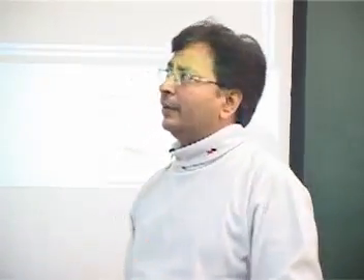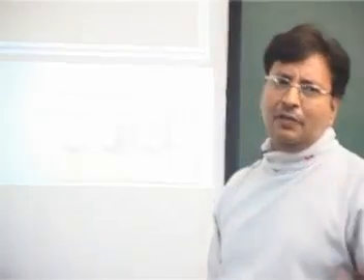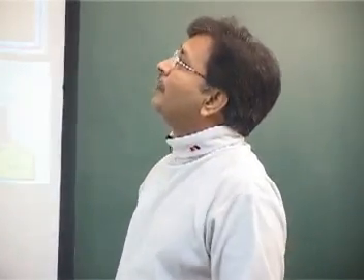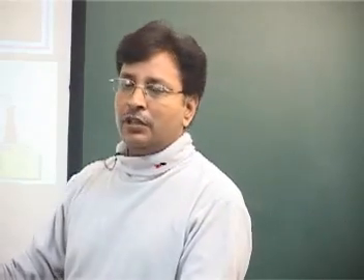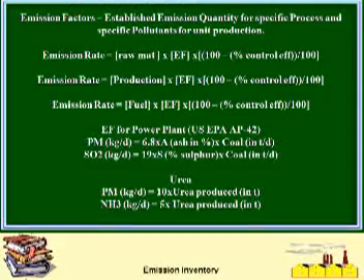What the people have done, and this has been going on for the last 30, 40, 50 years, is people have developed certain factors. If you are using so much of coal, multiply it by a factor, and you will come to know so much of the particulate matter that will be emitted. Some kind of factors have been established, not a very easy job to do, but still these are available. They establish emission quantity for a specific process. So for a specific process, there is a specific factor, and a specific pollutant, for unit production.